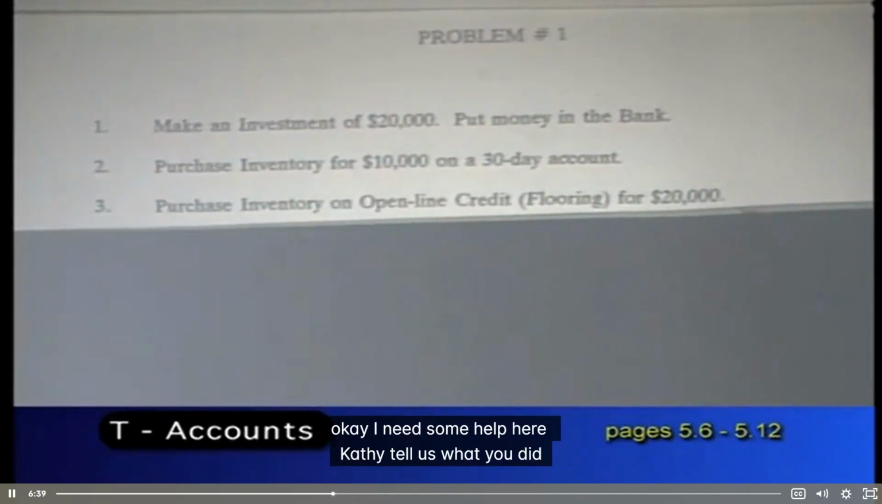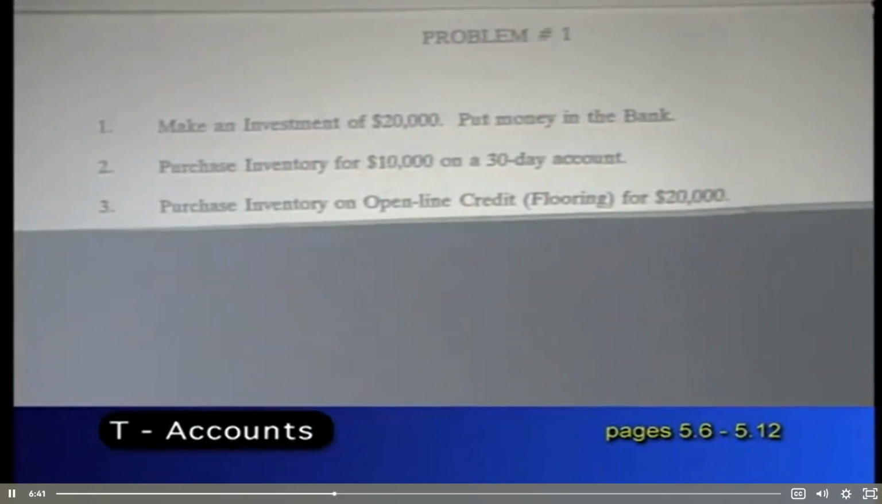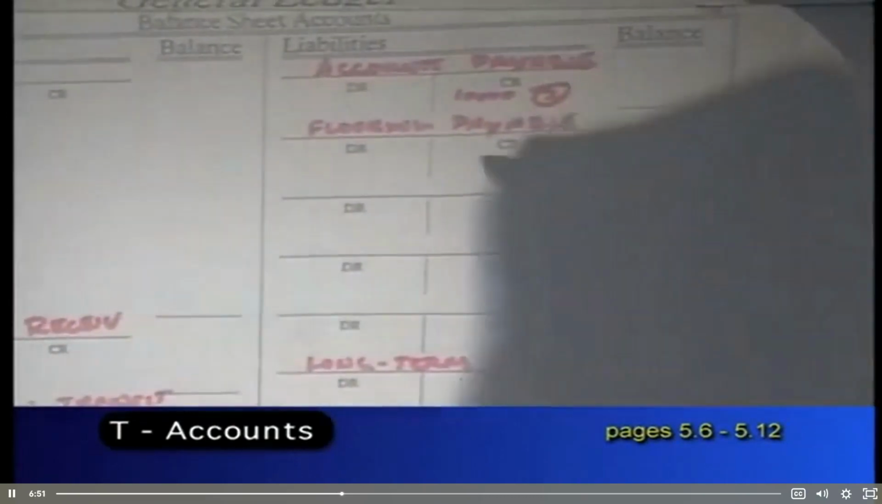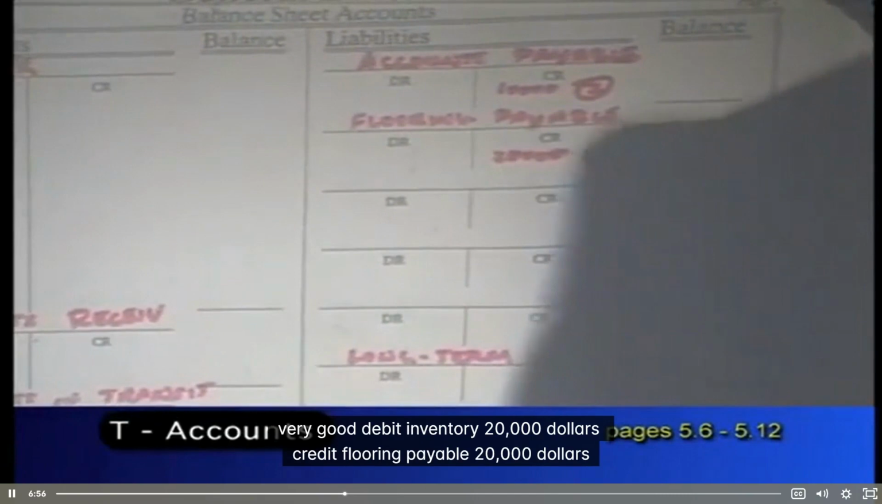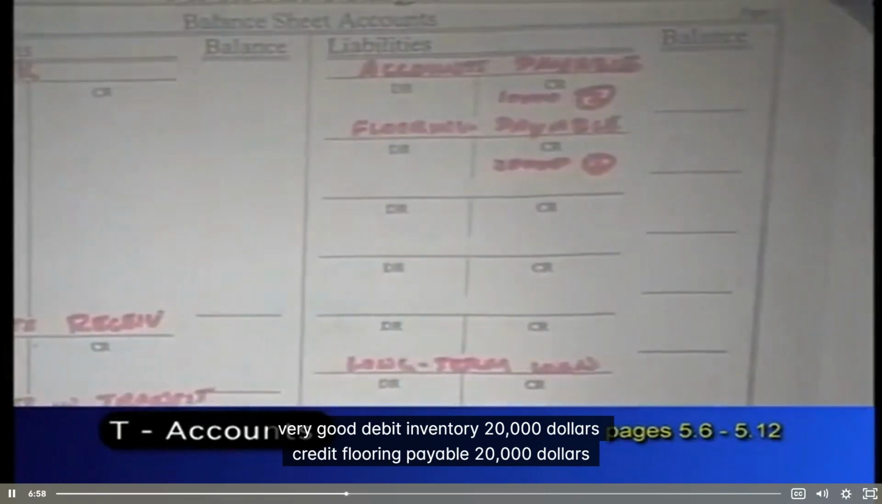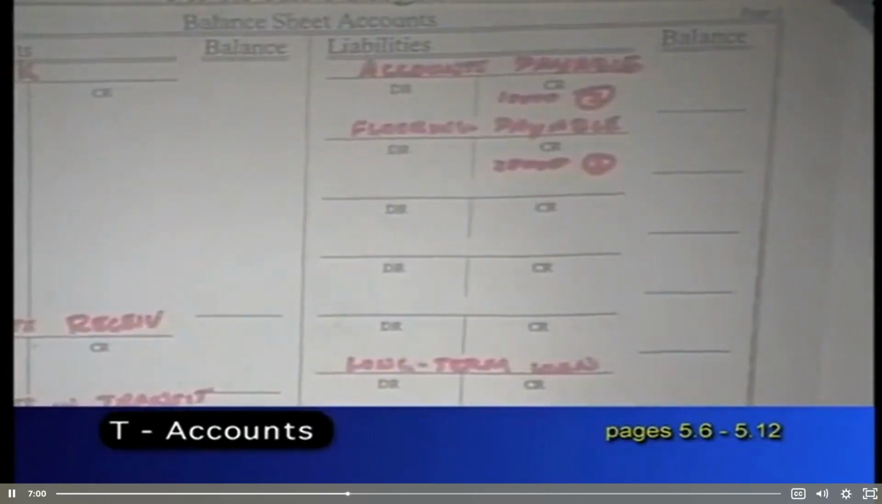Okay, I need some help here. Kathy, tell us what you did. I debited inventory for $20,000 because we increased our inventory. Uh-huh. And I credited $20,000 to flooring payable. Very good. Debit inventory, $20,000. Credit flooring payable, $20,000. Okay?